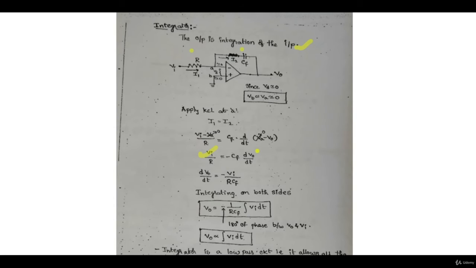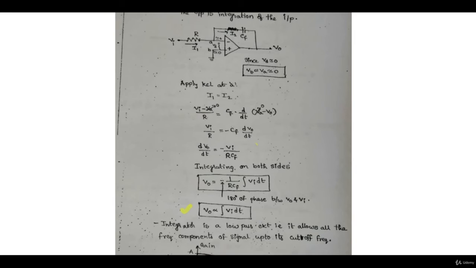So Vi minus 0 divided by R is equal to C d by dt of Va minus V0. Va is 0 because of virtual ground, you can see. So dV0 divided by dt will be equal to minus Vi divided by RCf, or V0 is equal to minus 1 by RCf integration of Vi dt. The 180 degree phase shift is indicated by the negative sign between V0 and Vi. It is a simple circuit only. So you can see V0 is proportional to the integration of Vi.